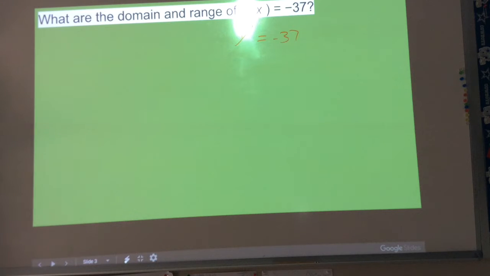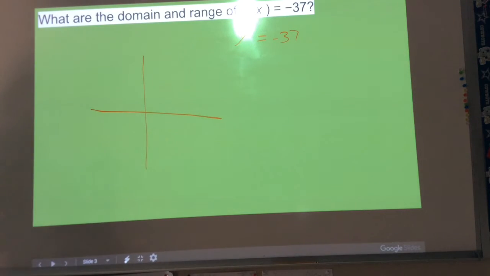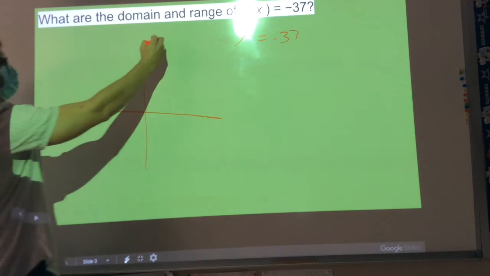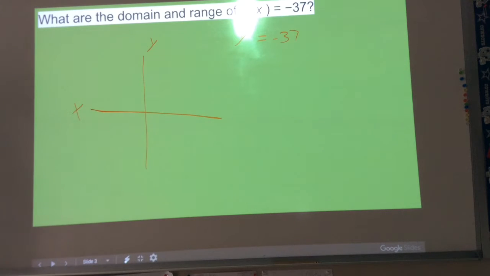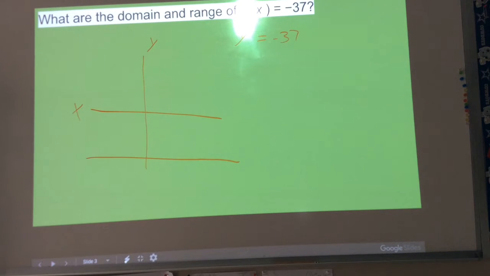Okay, so let's think about this. If I were to graph y equals negative 37, this is my x-axis, this is my y-axis. Y equals negative 37. It's going to look something like this. Do we agree? Okay, so let me ask you this question.